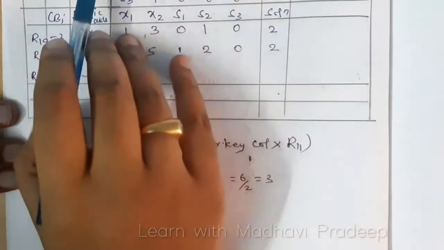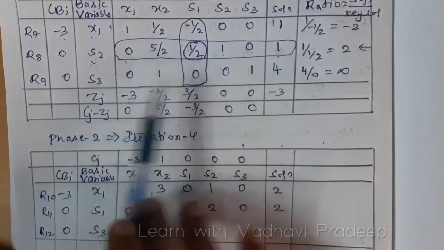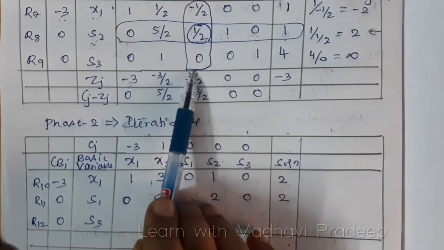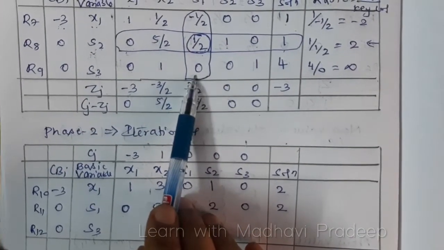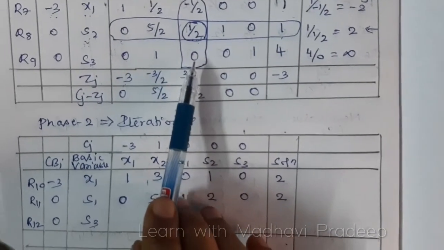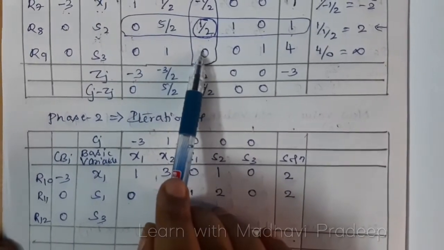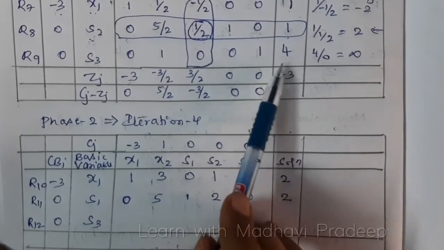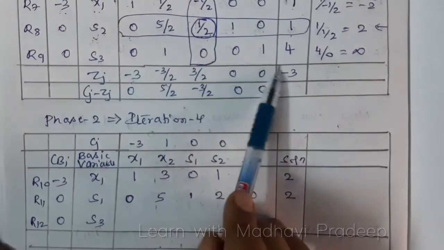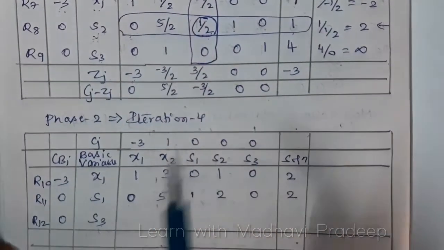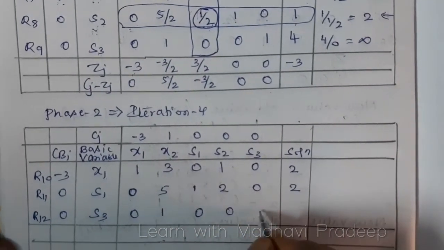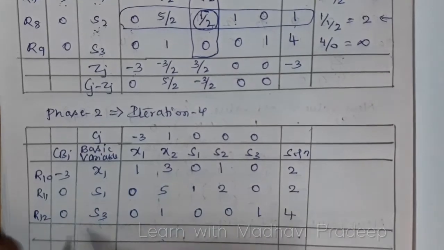Now we need to find the S3 row. Just observe this S3 row. The corresponding key column value is 0. I have told you in the previous iteration, if you get the corresponding key column value as 0, this row will remain the same. So you need not calculate with the formula. If you calculate also, you will get the same value only. So directly write down the same values: 0, 1, 0, 0, 1, 4. Okay, now we got the values.